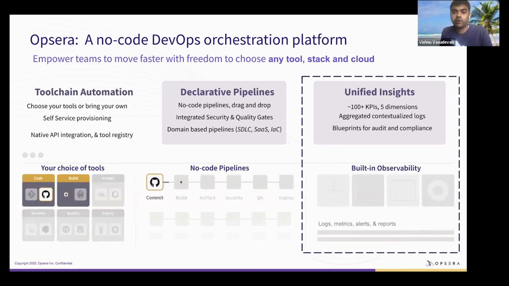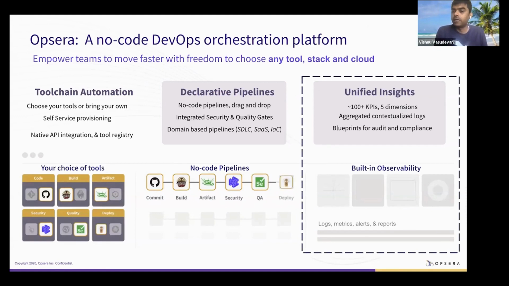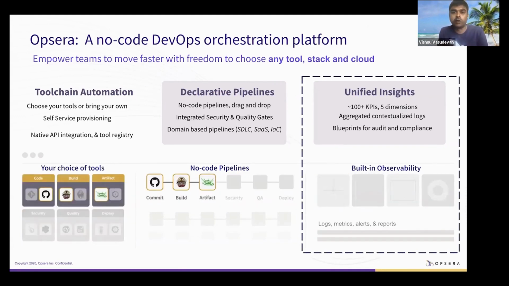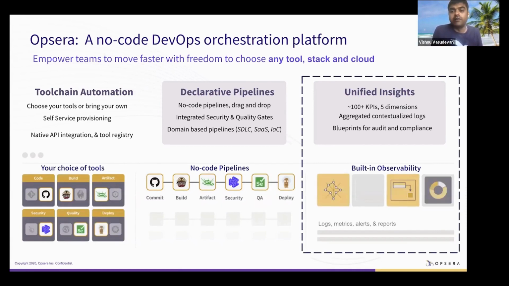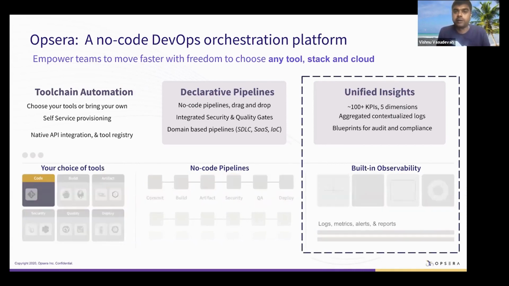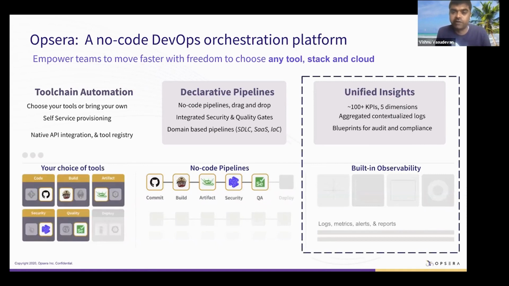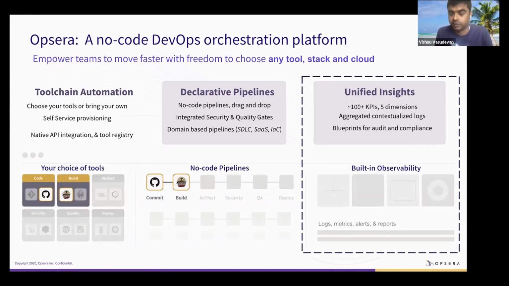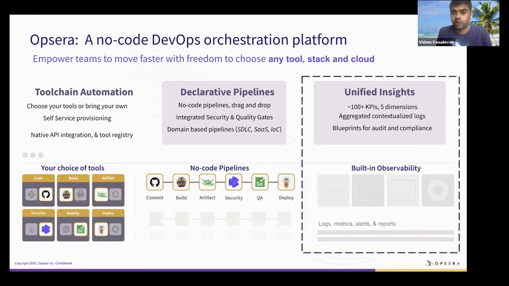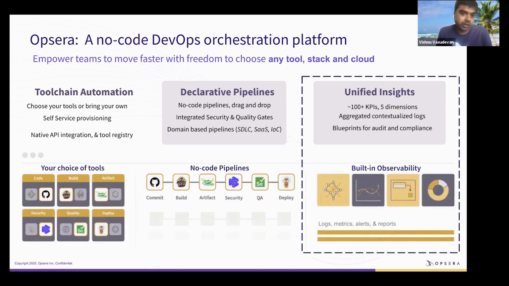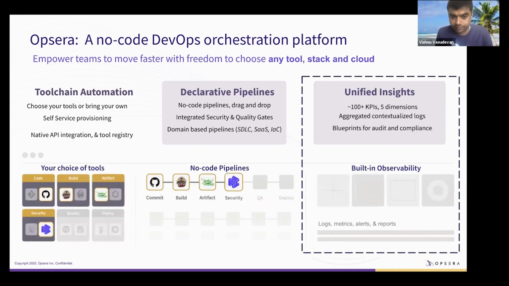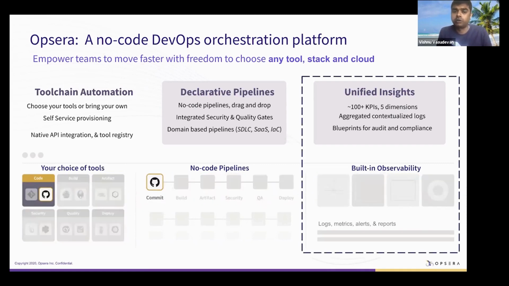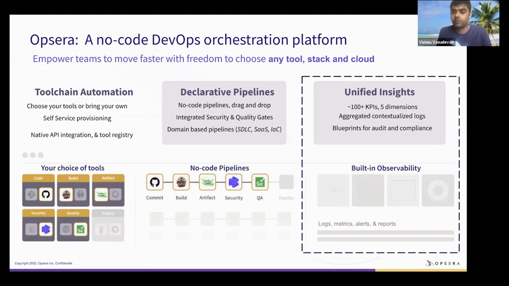The third one is unified insights. We have 100 plus KPIs with 5 dimensions, starting from planning to pipeline, security, quality, and then operations. We built these KPIs using baselines from the Department of Defense, NIST, and DORA, the DevOps Research Association. So these are the 3 modules available in Opsera. These are independent modules, and they can be used together as well. Today we are going to talk about the pipelines and how to troubleshoot the pipeline much faster using the Opsera solution.